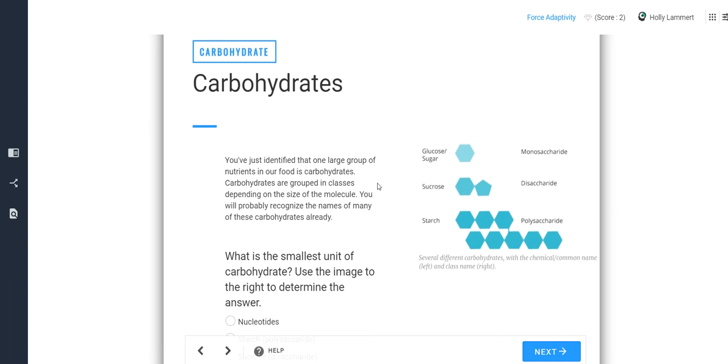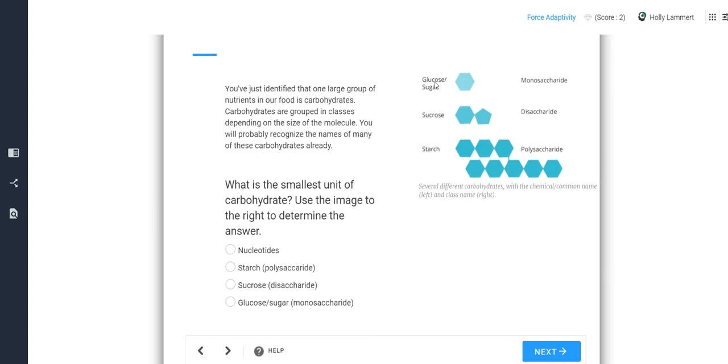Carbohydrates. It's the main largest group of nutrients in our food. They are grouped into classes depending on the size of the molecule. You will probably recognize the names of many of these carbohydrates already. How many of you have heard of glucose or sugar, sucrose, and starch? What is the smallest unit of carbohydrate? Use the images to the right to answer. It looks like this is the smallest unit, so I would say glucose.